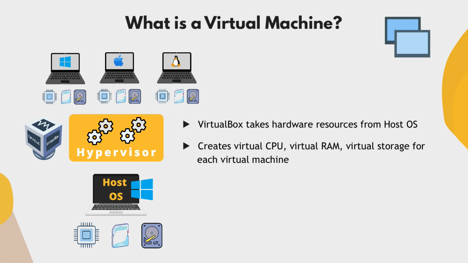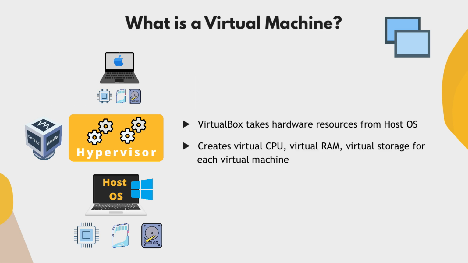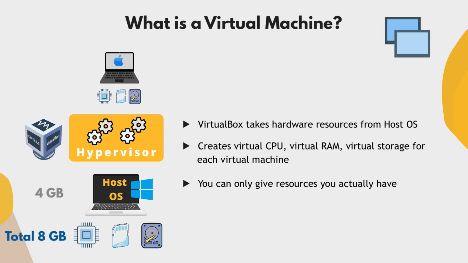And as I said, you can have multiple virtual machines running on your computer through a hypervisor. Now, note here that you can only give the virtual computer the hardware resources you actually have available on that computer. If you have 8 gigabytes of RAM and your Windows is using 4 gigabytes and you give your virtual machine another 4 gigabytes, then you have no RAM left for another virtual machine, so you can't create another one. So basically now you are sharing the hardware resources of one machine to run multiple virtual machines.